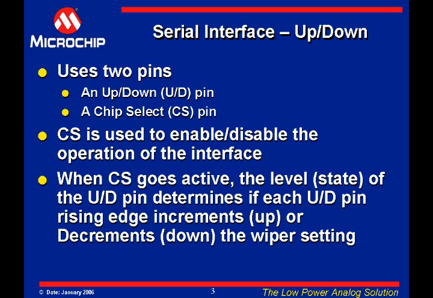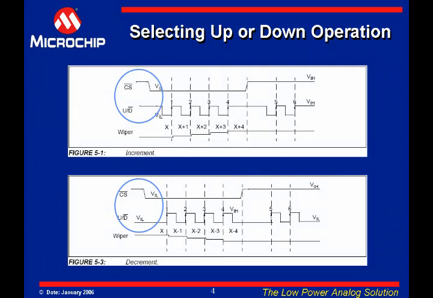The test hardware would monitor the appropriate resistor network node and send commands, increment or decrement, until the unit is calibrated to within specification. To go to a known wiper position, the controller must force the wiper to either the full scale or zero scale position. Then the controller must count the desired number of steps from the full scale or zero scale position. This figure highlights the starting state of the up-down pin when the CS pin goes active. This starting state determines if the rising edge of the up-down pin causes the wiper setting to increment or decrement.